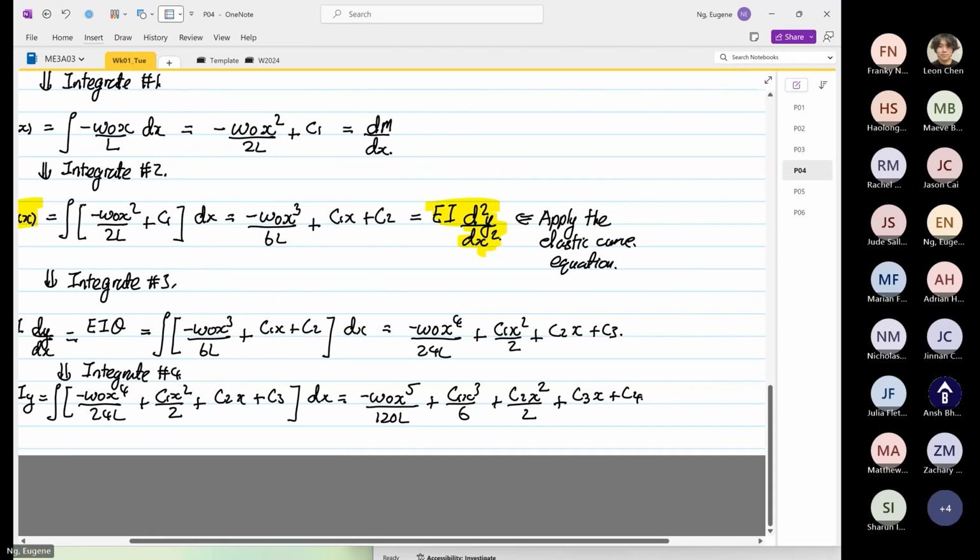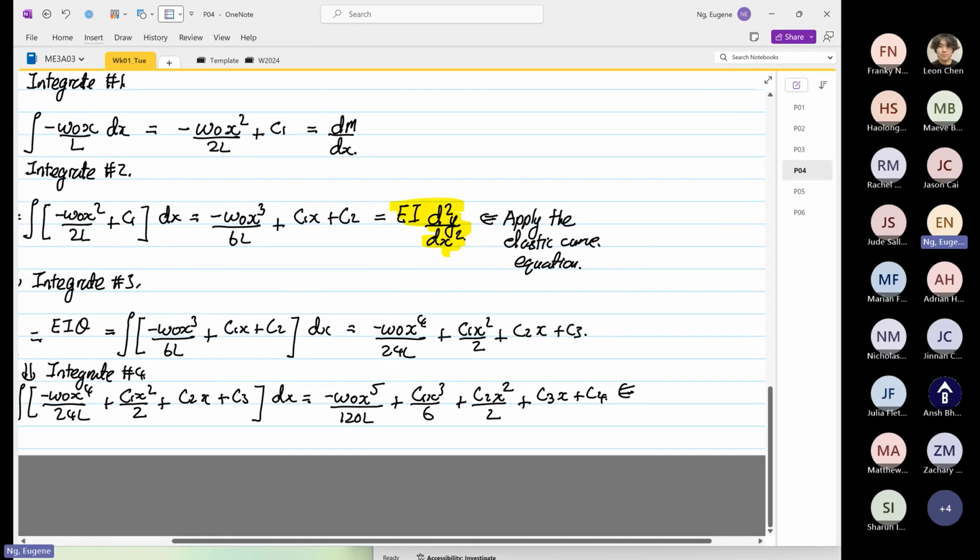Okay. So this over here can be used to determine the deflection of the structure.